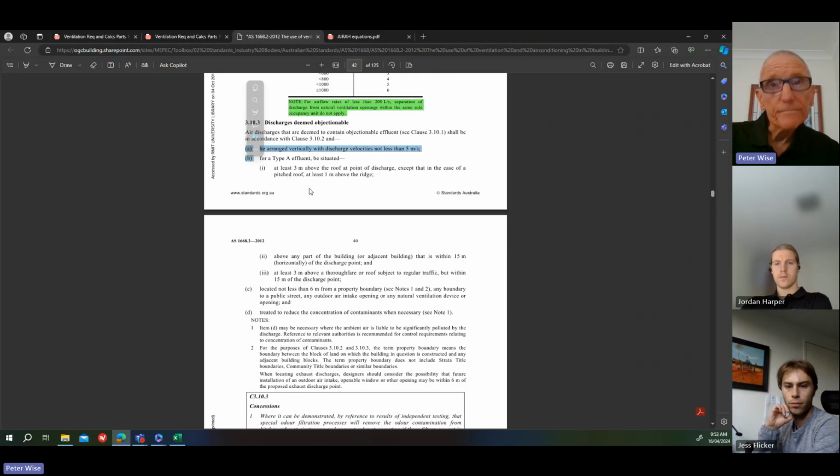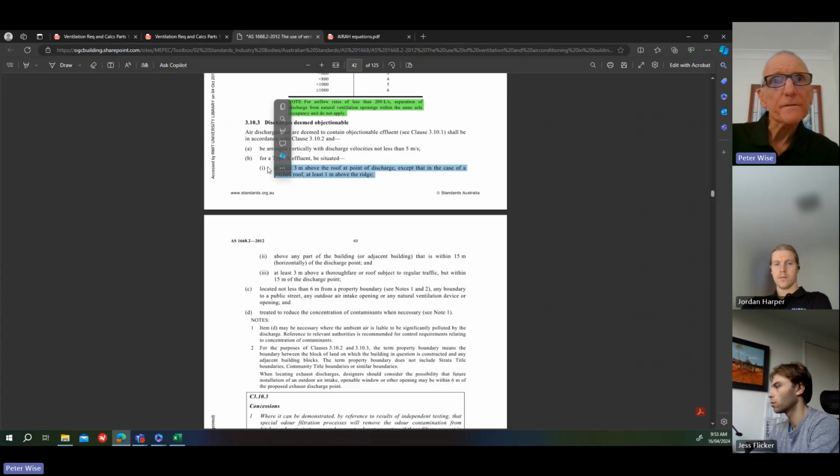It's got to be vertical, and it's got to be not less than 5 metres a second. Now, point 1 here, for type A effluent, which is the bad stuff, the discharge must be at least 3 metres above the roof at the point of discharge, except that in the case of a pitched roof, at least 1 metre above the ridge.